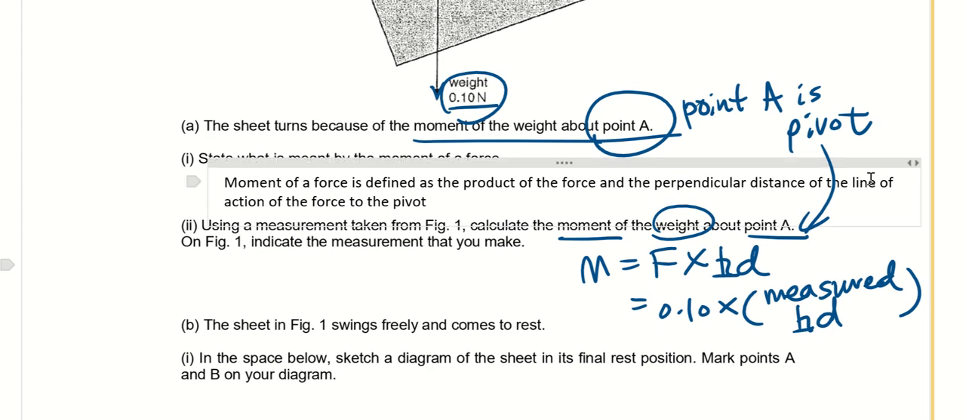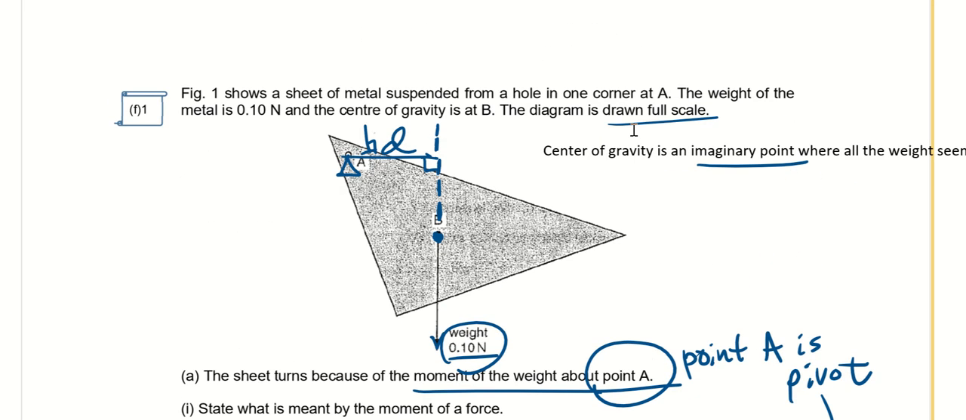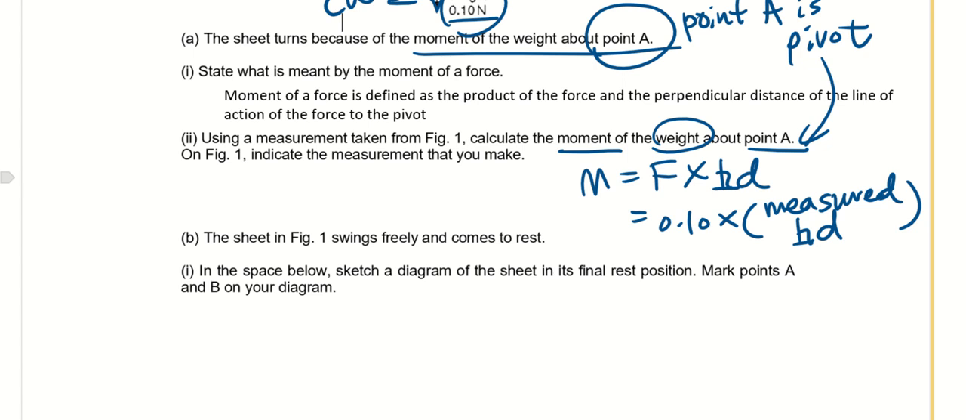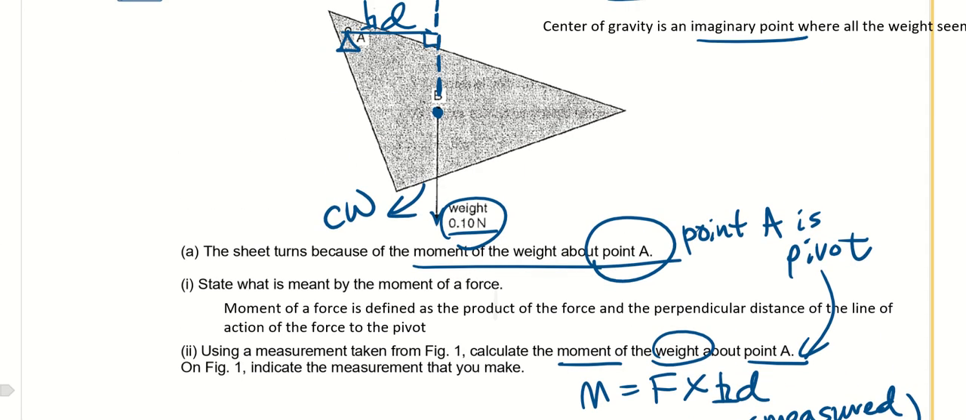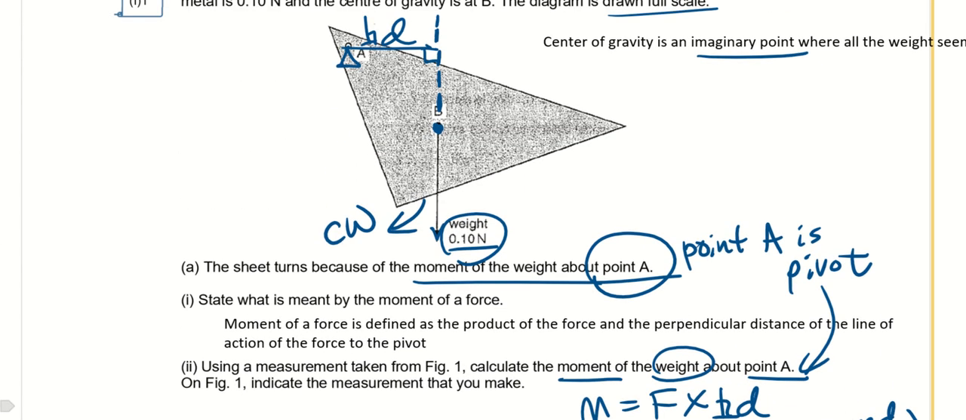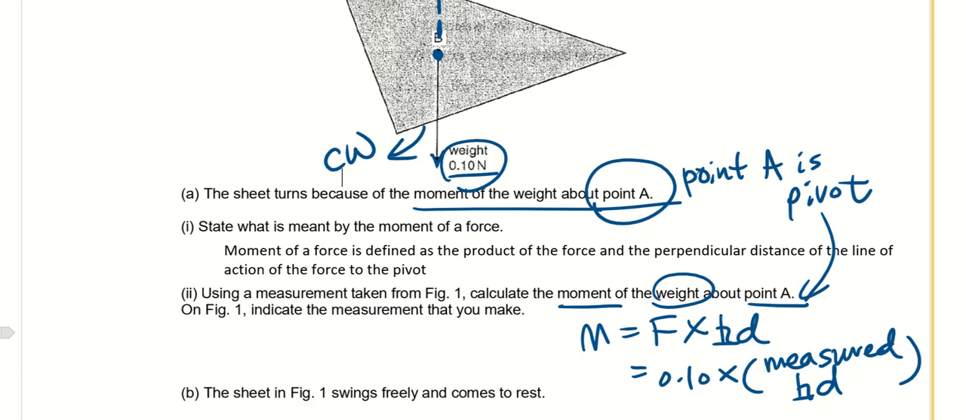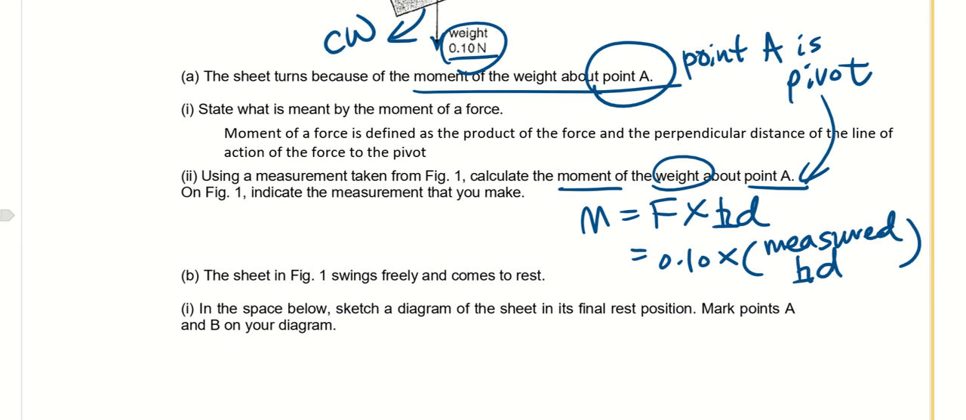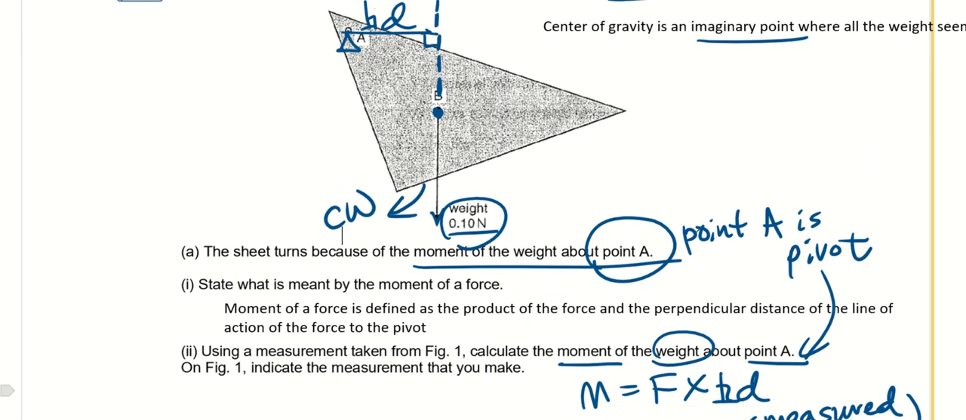Now the sheet in figure 1 will swing freely and come to rest. Why? Because if there is a moment and the moment is actually clockwise, it will swing in a direction of clockwise. And it swings freely. Of course, when it swings, it will not come to a stop immediately. It will eventually come to a stop. Okay, so in the space below, sketch a diagram of the sheet in its final rest position. Mark point A and B on your diagram.